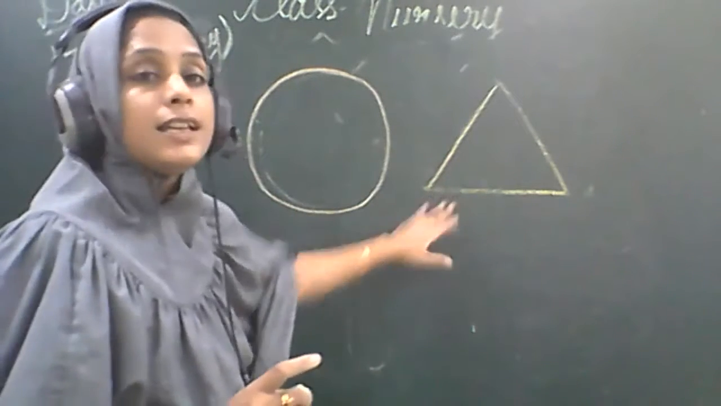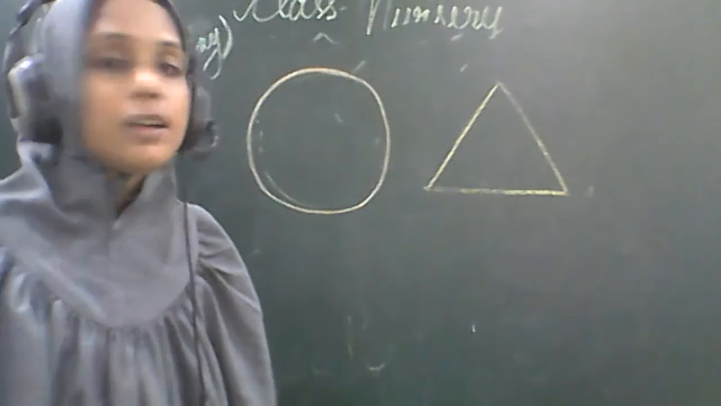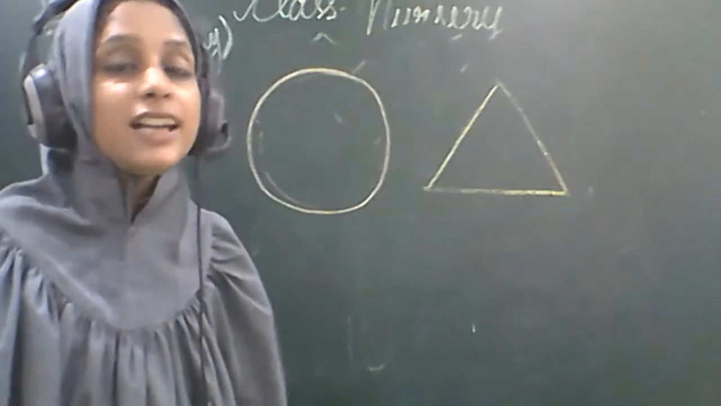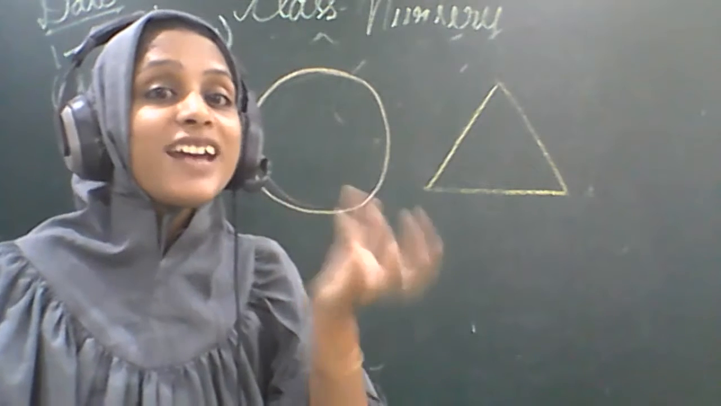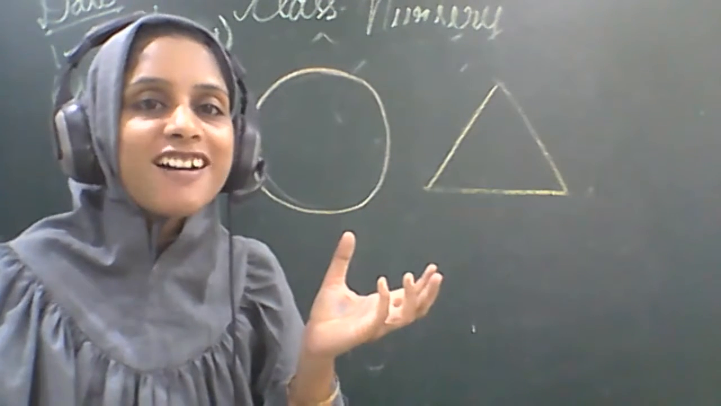Now, what is this? This is triangle. Which shape is this? Triangle. Hum jo samosa khate hain, samosa kaun si shape mein hote hain? It's triangle in shape. Samosa.